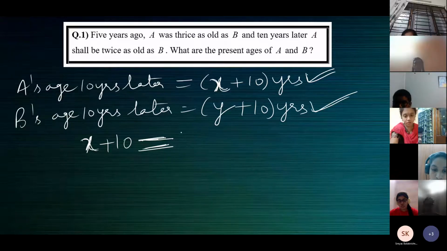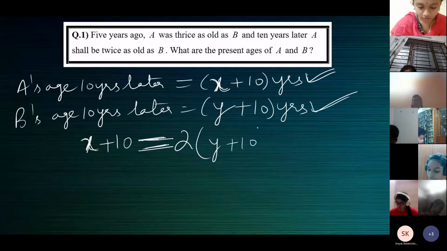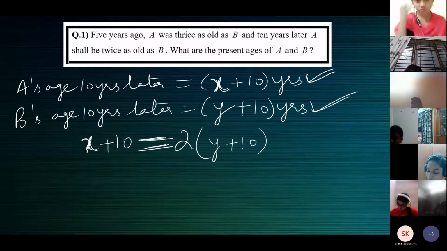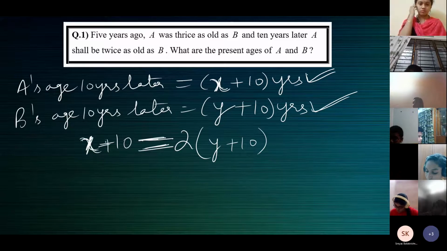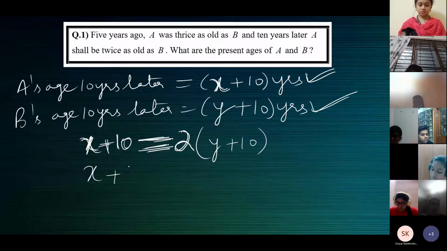So what should I write here in the RHS? 2 y plus 10. 2 into y plus 10. Very good. See, that's all. Whatever is in English, we're just converting it to a mathematical equation. So A will be or shall be twice, so 2 into. Twice means 2 into, thrice means 3 into, as old as B. B is y plus 10. Now, write this equation in the standard form.